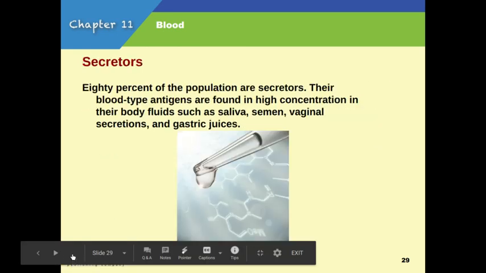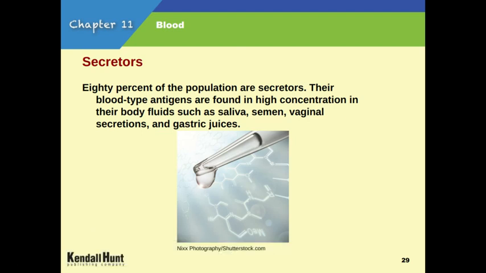Okay. Lastly, Mr. Mountney talked earlier about serology, which is the study of all bodily fluids, not just blood. We've been concentrating on blood, but there are other bodily fluids that could be found at a crime scene. So about 80% of the population are called secretors. That means in their bodily fluids other than blood, they contain the blood type antigens.